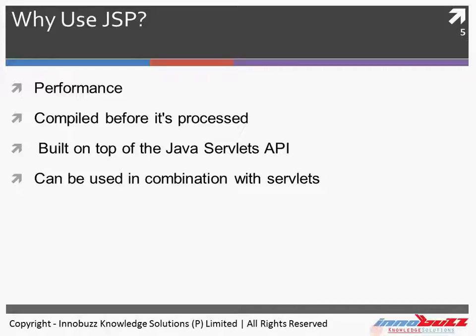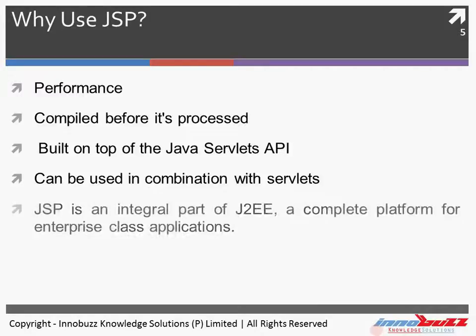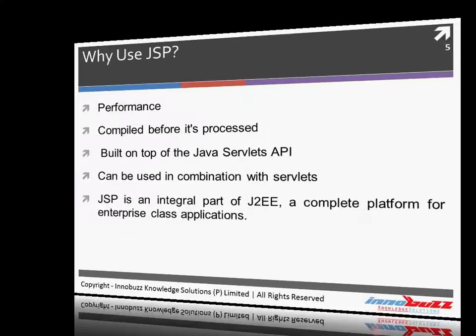JSPs can be used to handle the business logic. So we have seen that it can embed Java code within the HTML page. Therefore, it can also process all the business logic within the HTML page. Therefore, the model is supported by Java Servlet template engines. So finally, JSP is an integral part of J2EE or JEE, which we call Java Enterprise Edition, a complete platform for enterprise class applications. So JSP comes as an integral web part of this enterprise application.